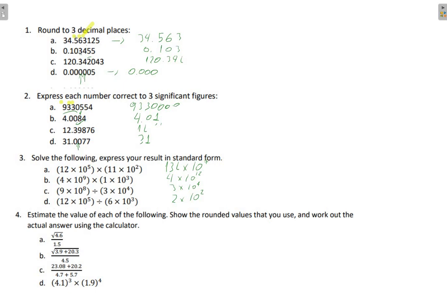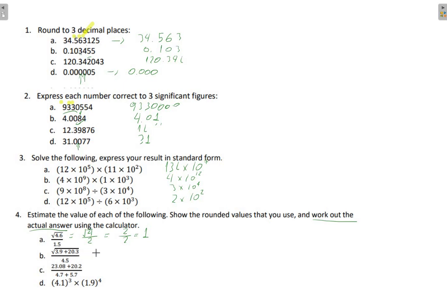In this case, when you have to round the values that you use, for example, I have square root of 4.6, I can round to square root of 4. 1.5, I can round it to 2. This is 2 divided by 2. This is 1. So is this the exact answer, the exact number of doing square root of 4.6 divided by 1.5? No, it's not. Since you are rounding, then you have to work out the actual answer with the calculator. You can do that.